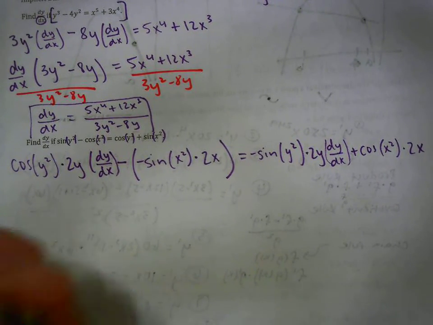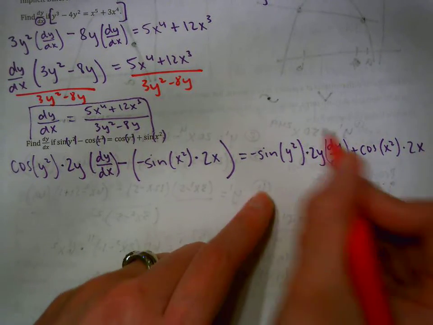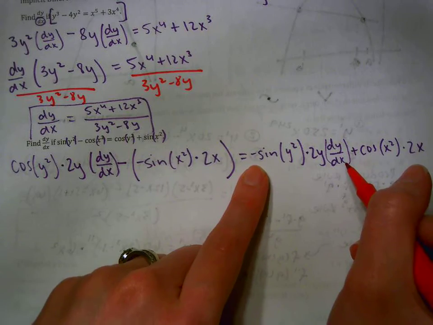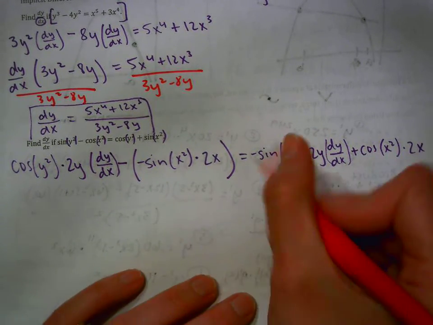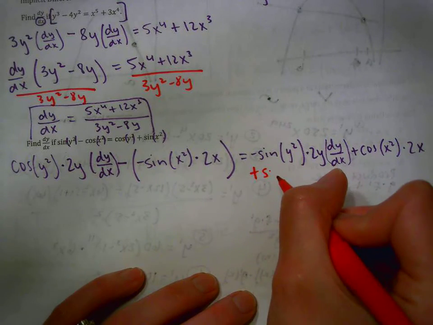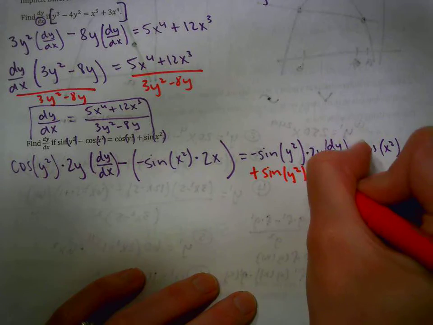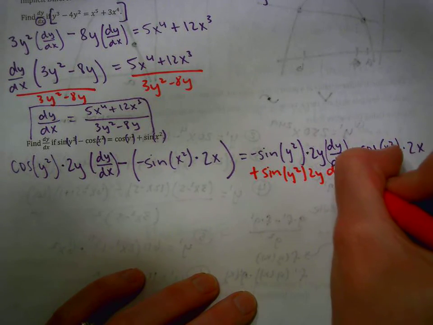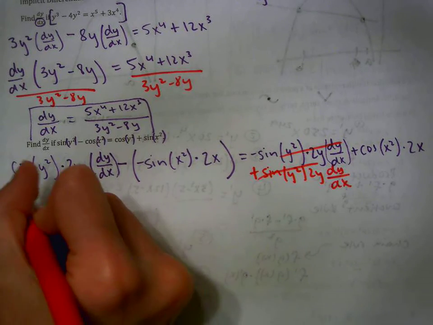Okay, so now we need to clean this up. I'm going to move this dy/dx term, because this is one term, over here, and I'm going to move this non-dy/dx term over here. So I'm going to have to do plus sine y squared times 2y times dy/dx to cancel that out. I'm going to do it over here.